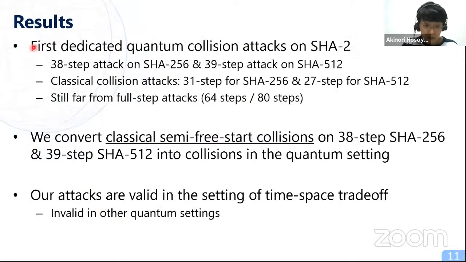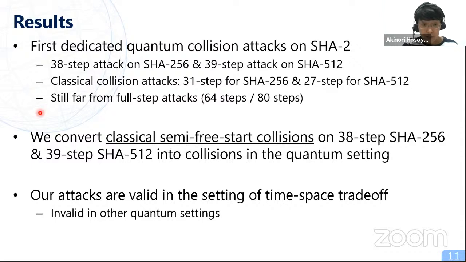So these are our results. In this paper, we showed the first dedicated quantum collision attacks on SHA-2. More concretely, we showed a 38-step attack on SHA-256 and a 39-step attack on SHA-512. In the classical setting, collision attacks reach 31 steps for SHA-256 and 27 steps for SHA-512. So we extended the number of attacked steps by 7 and 12 in the quantum setting.